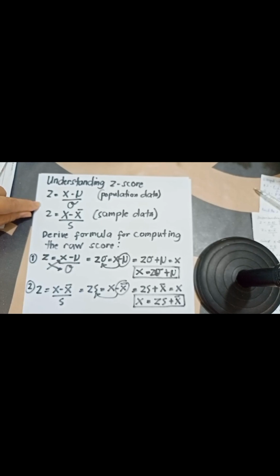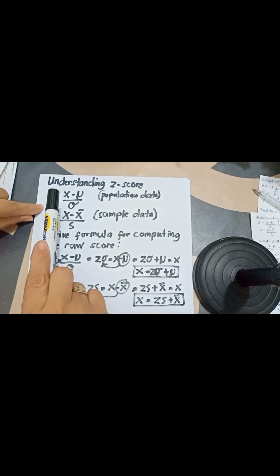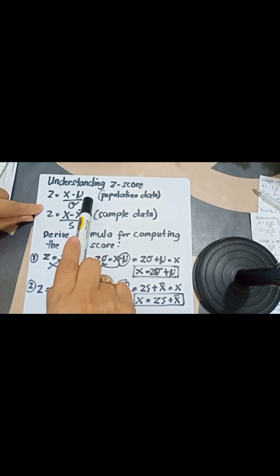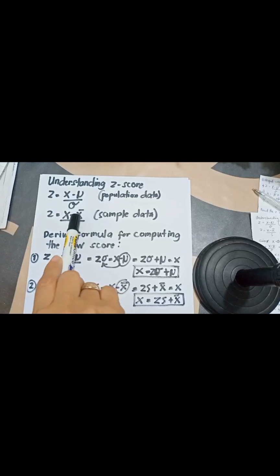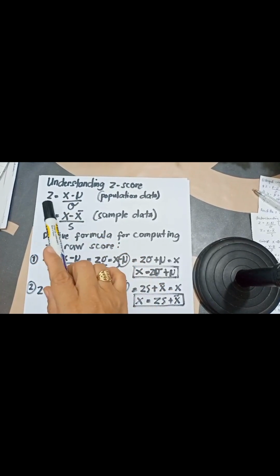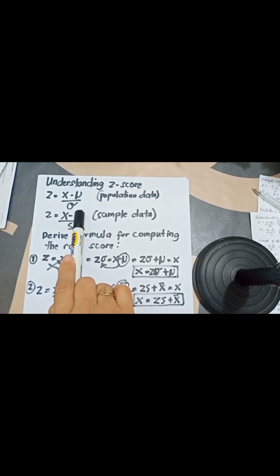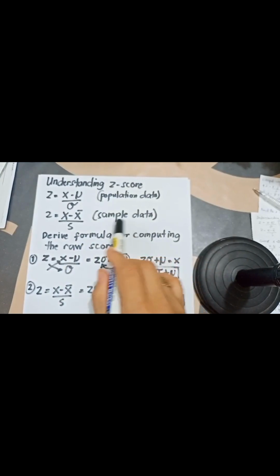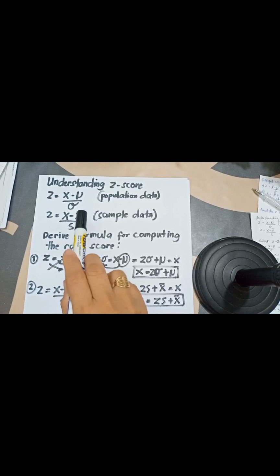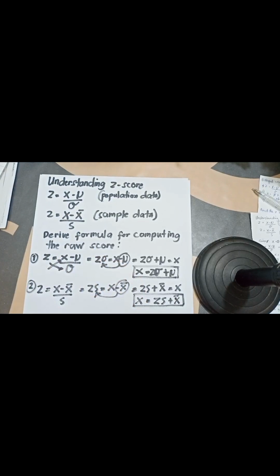For population data, we have z is equal to the raw score x minus mu, the population mean, divided by the standard deviation, or simply z is equal to x minus mu divided by standard deviation. And for sample data, we have z is equal to x minus x bar divided by s, the standard deviation.